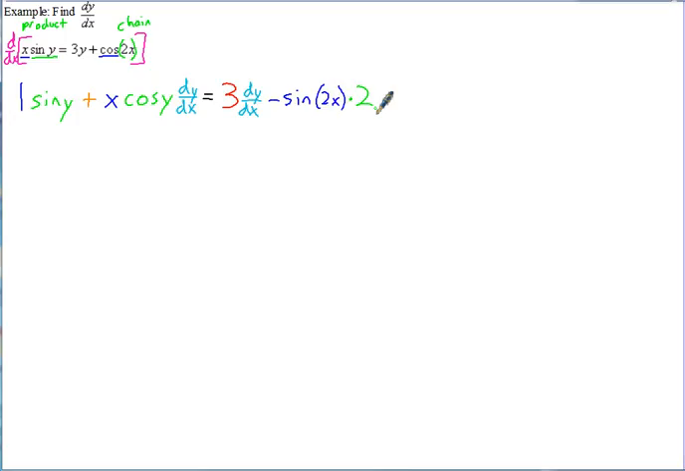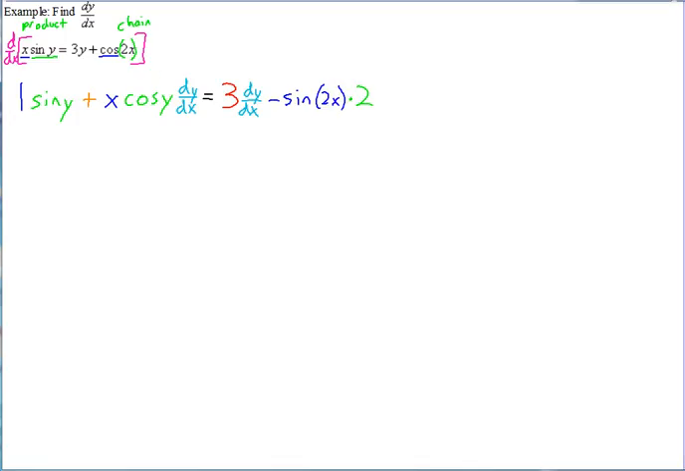So notice what's different about this one, we've got more than one dy dx expression. We've got one on the left side of the equation and one on the right hand side of the equation. So the way you're going to solve for dy dx is you're going to group all the terms that have dy dx on one side of the equation and all the terms that don't have dy dx on the other side of the equation. So it can be either side. So let's say we move all the dy dx terms to the left.